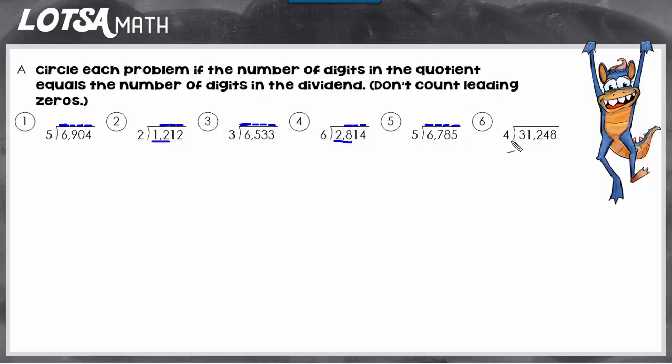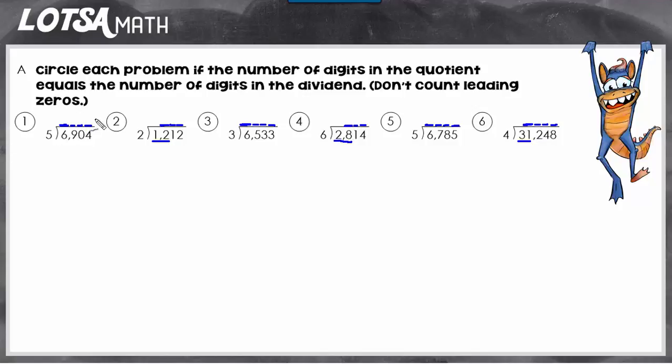31,248 divided by 4. We look right here in the greatest place and ask ourselves, can 3 be divided by 4? And since the answer is no, we're going to have to look at it as if it were 31. Can 31 be divided by 4? And yes, it can. So our first digit of our quotient, our answer is going to go right above the 1. And as soon as we get our first digit, all the other digits in the dividend will produce a quotient as well. So 31,248 divided by 4 is going to be a 4-digit number.